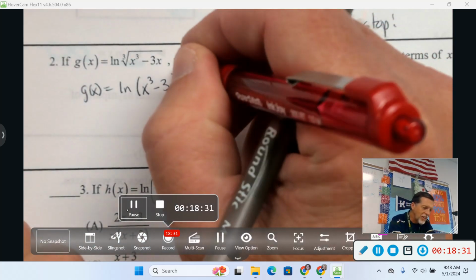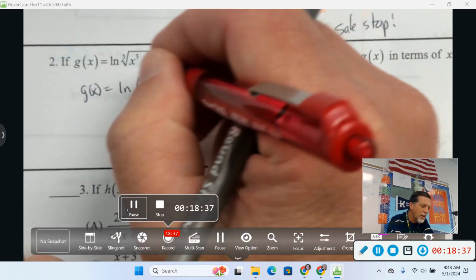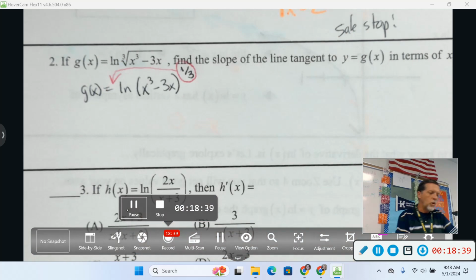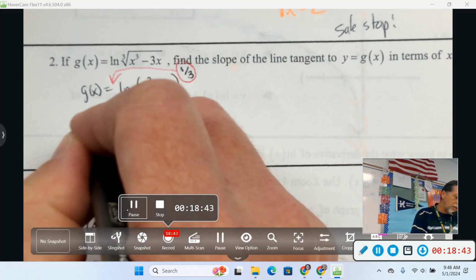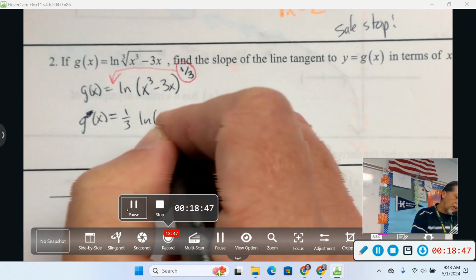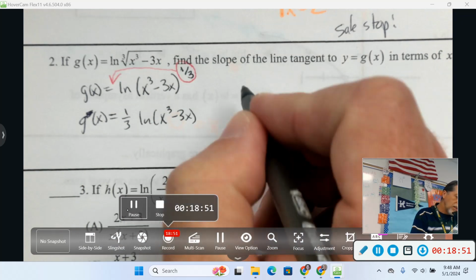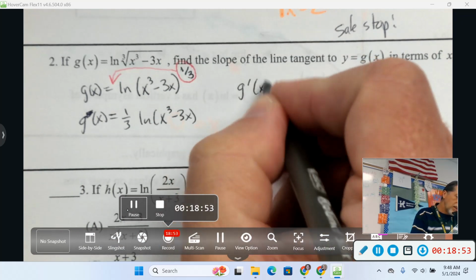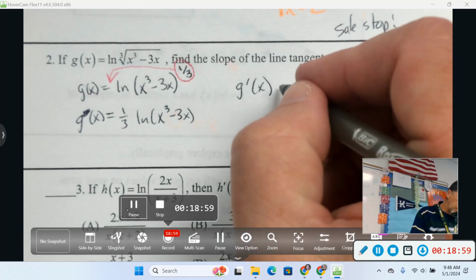But there's kind of a cheat code here. What can we do with the 1/3? Put it in front, and this problem just got a whole lot easier. Whoops, I'm not even deriving yet. I'm still doing algebra. 1/3 natural log of x cubed minus 3x. Now we can take a derivative, a much easier derivative. So we'll leave the 1/3 out front.